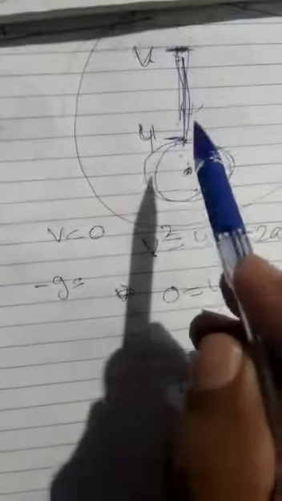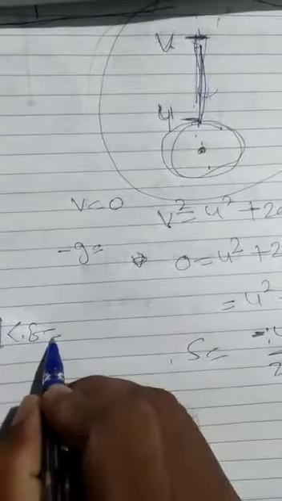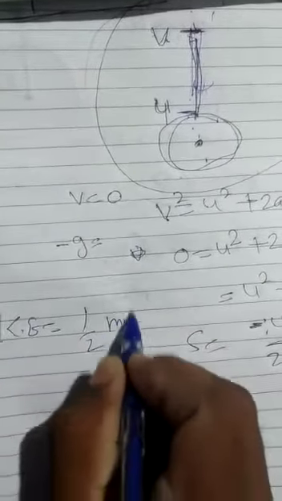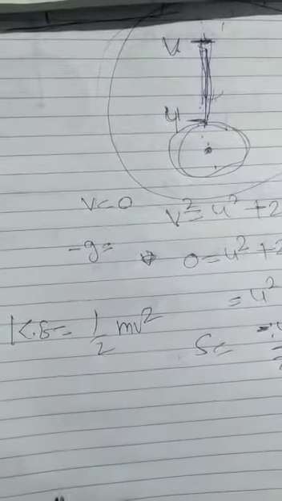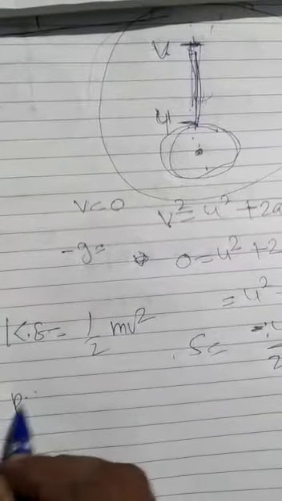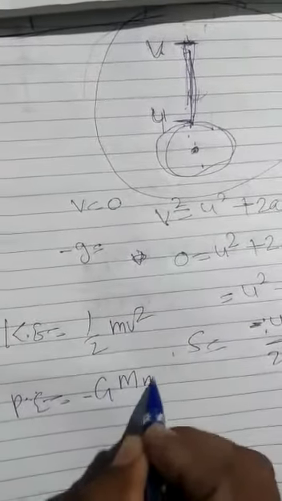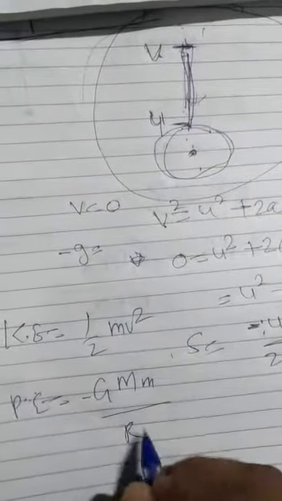See here, an object moves at a certain distance from the surface of the earth. The kinetic energy is equal to half mv square, and potential energy is equal to minus GMm upon r.